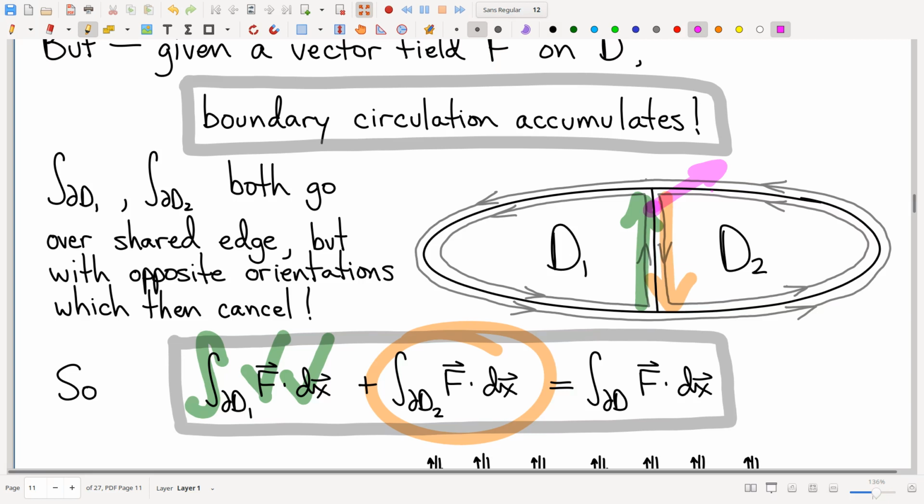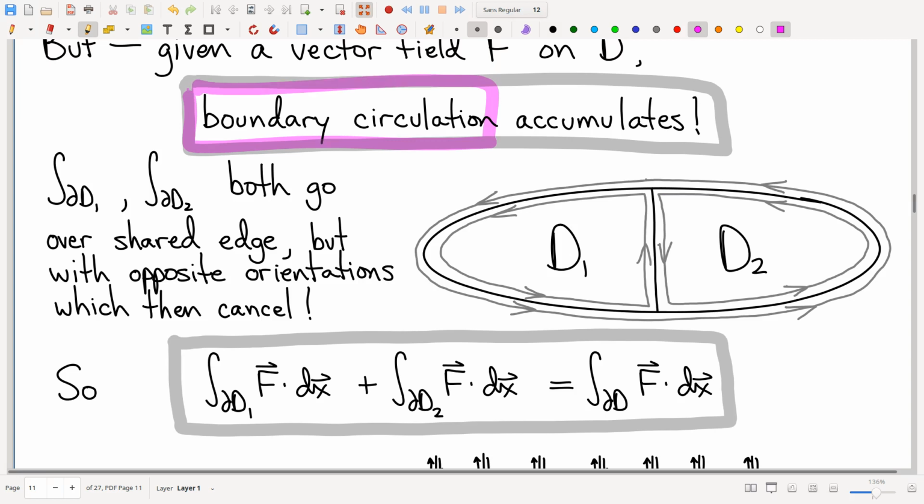Okay. All right, so this is a really surprising fact. It's a really important fact. If I had to pick a short list, a Mount Rushmore of most important ideas for understanding vector calculus, this idea of accumulation is on that Mount Rushmore for me. Okay, so boundary circulation is eyebrow-raisingly interesting because of this fact that it accumulates.